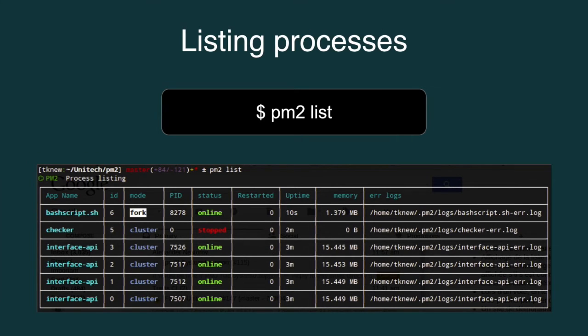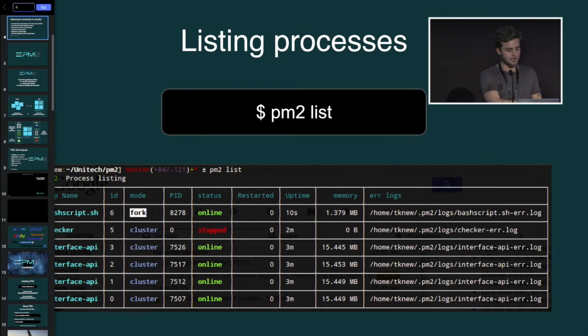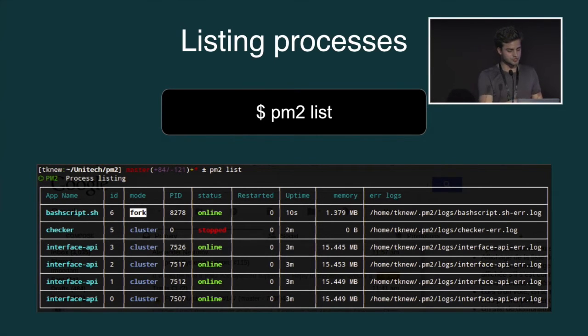For example, you can see on this list that the first script is a bash script, and you can see that the mode is fork. Because it's a bash script, it's a simple fork. But the other applications are Node.js applications, so they are all launched in cluster mode.